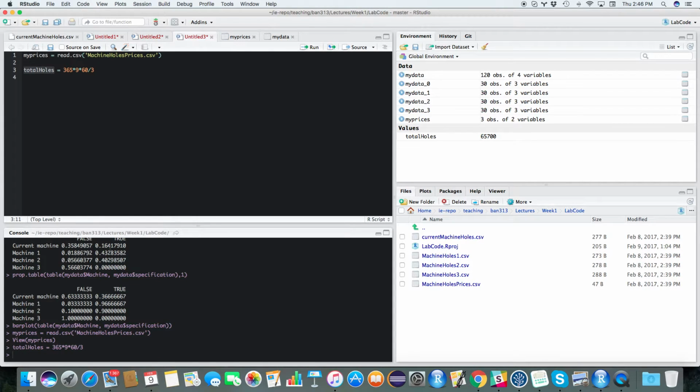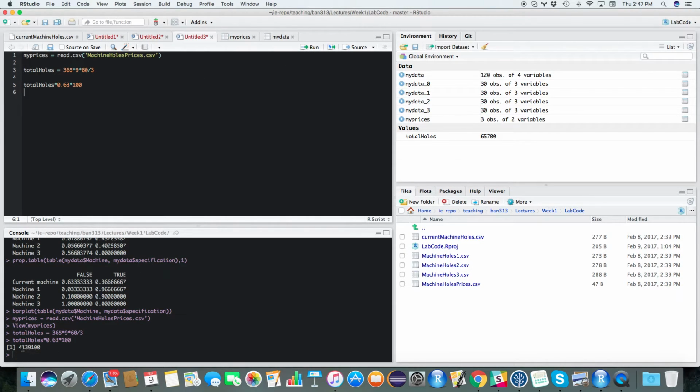Okay, so all we need to do now is multiply that by the defect rate of the machine to figure out how many of those holes are not going to be according to specification. Then we just need to multiply that by the cost per hole. I'm just going to use one example. With the current machine, we know it's 0.63. So our defect cost with our current machine is total holes times 0.63 times 100 Rand per defective hole. That machine is going to cost us about 4.1 million Rand in defective products. So that's how much it's going to cost us to keep the current machine.